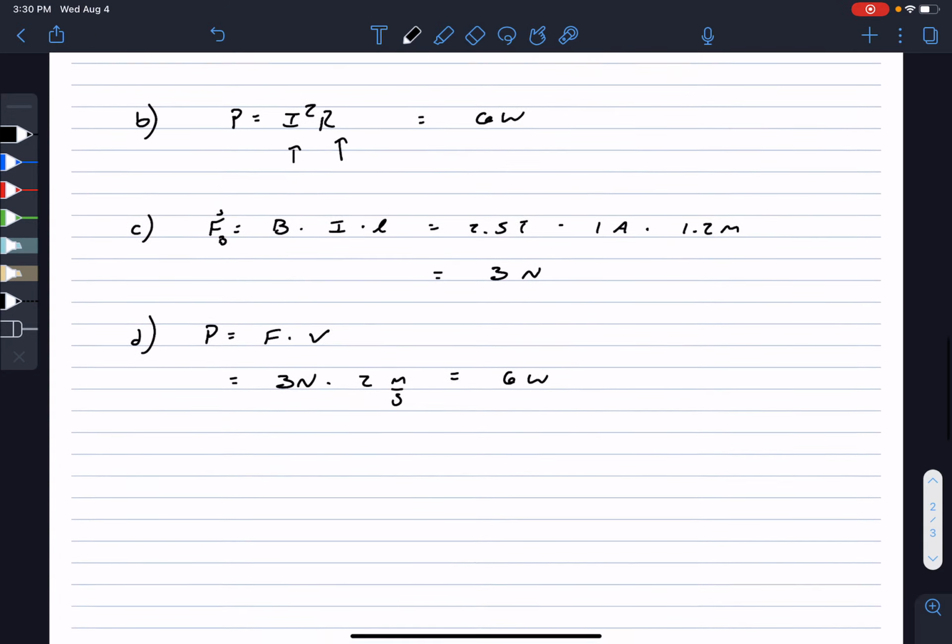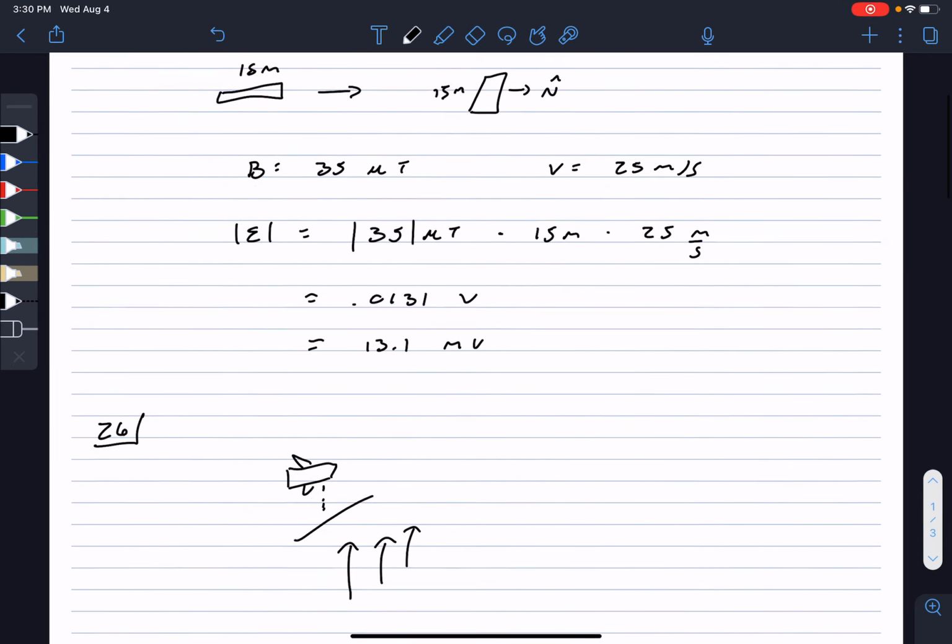So a few straightforward problems on motional EMF.